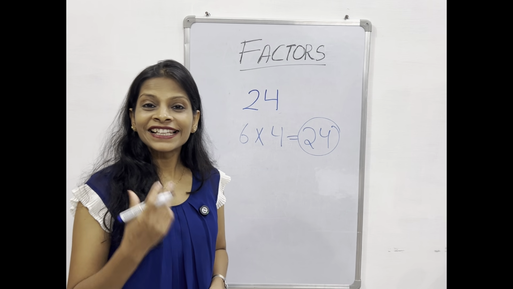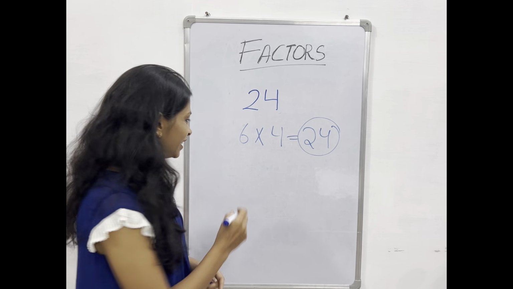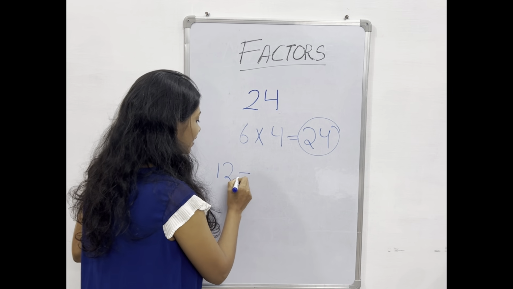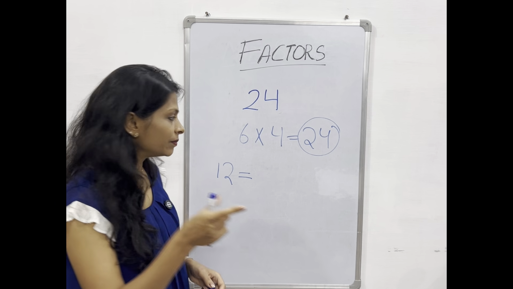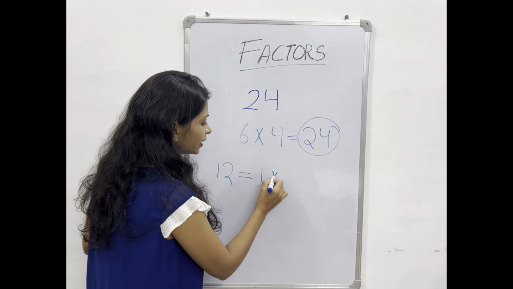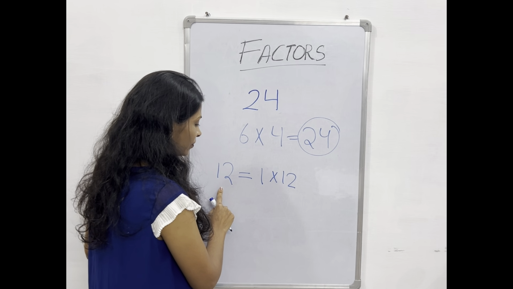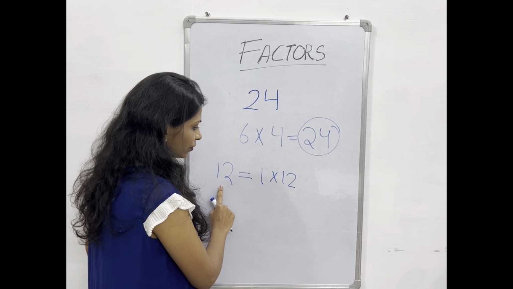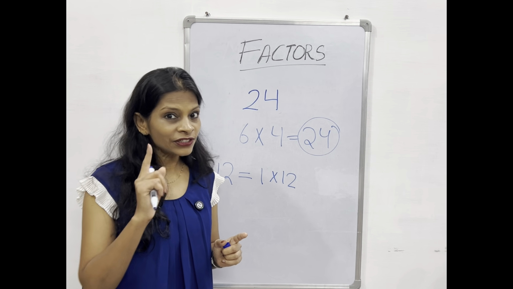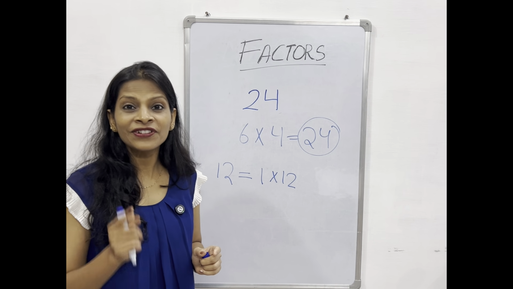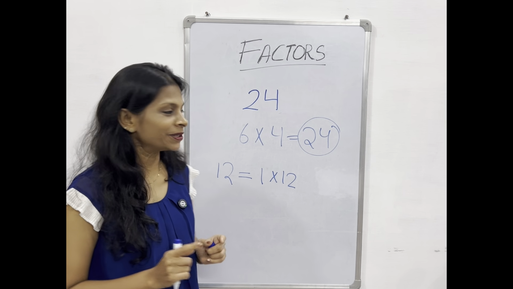For example, let's find out the factors of 12. If I have 12, then I have to find all the factor pairs which when multiplied give 12. We all know that 1 times 12 is 12. So 1 is a factor of 12 and 12 is a factor of 12. Therefore, every number has a factor of 1 and the number itself, even if it's a prime number.